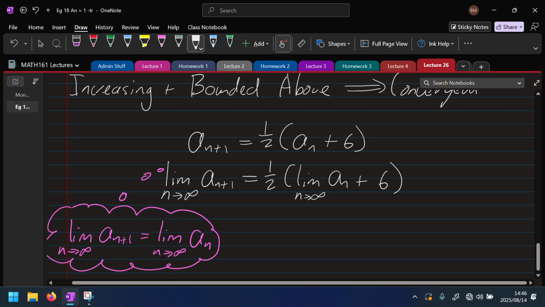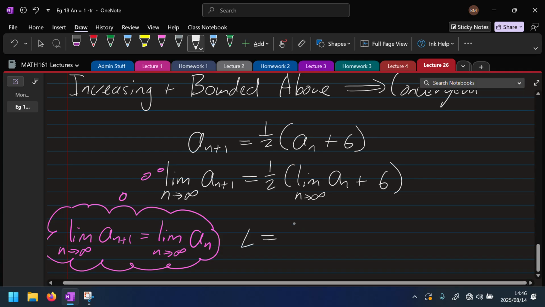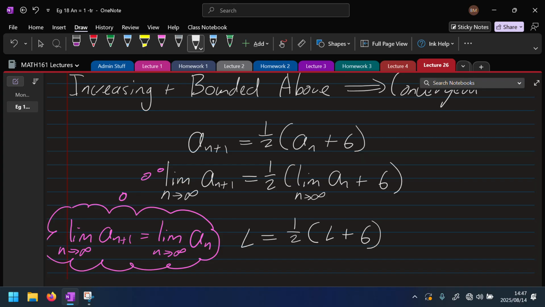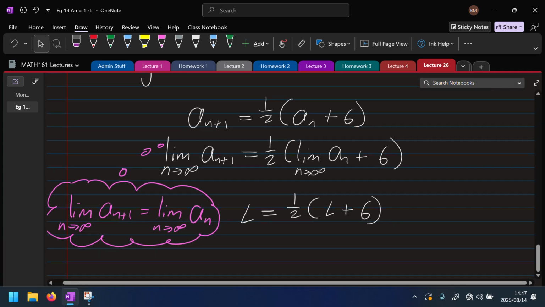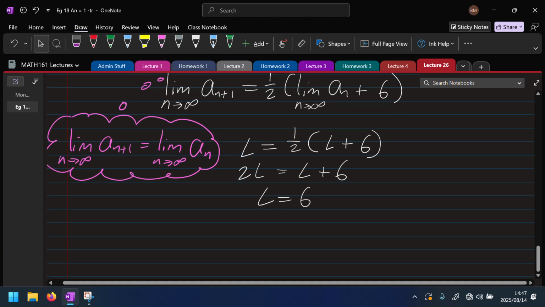Okay, and we know it's convergent, so the limits exist. So we can replace the limits with L for some limit value. So we have L is equal to 1/2 L plus 6. So wherever we have the limit, we just put L because we know the limits exist. And now we just solve for L. So this will be 2L is equal to L plus 6. L is 6. Okay, so the limit is 6.